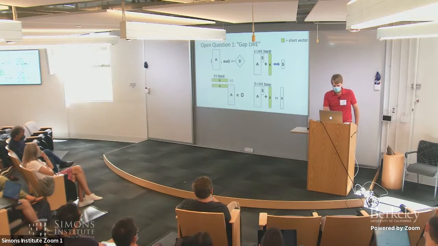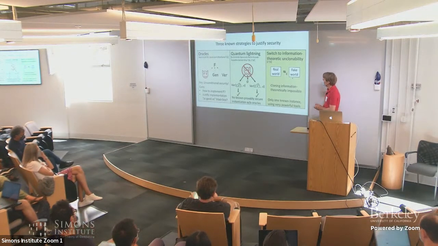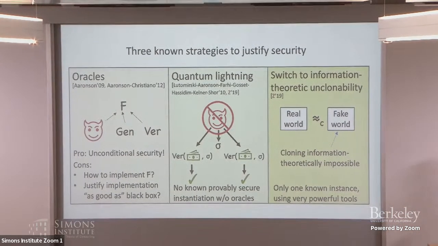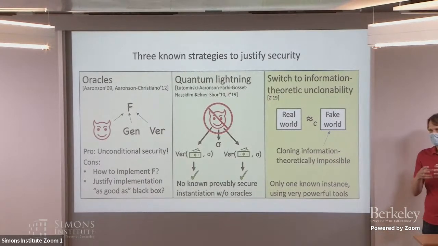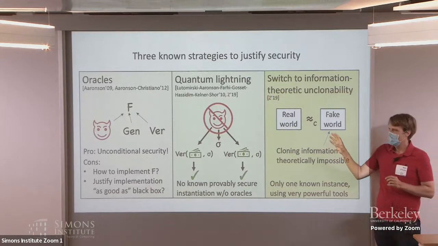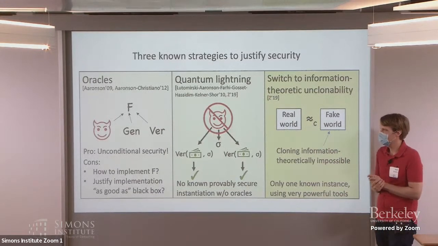Okay, so let's get back to our strategies to justify security. The last strategy that we know is the following. We're actually going to not care. Our reduction doesn't care so much about the cloned quantum money state it got from the adversary, but really all it cares about is the fact that the adversary cloned. Put in other words, we imagine there's some real world where we have our public key and the adversary is given a quantum money state, etc.